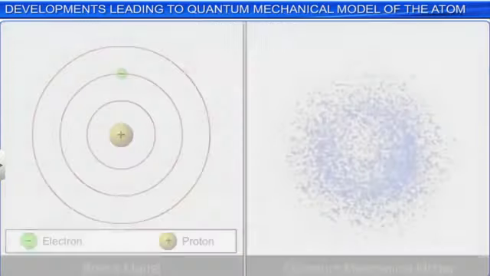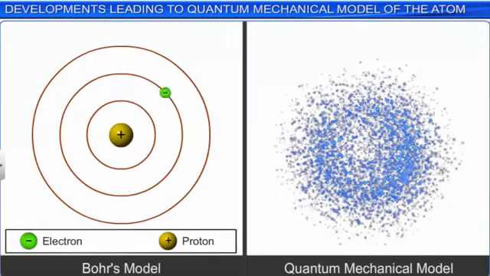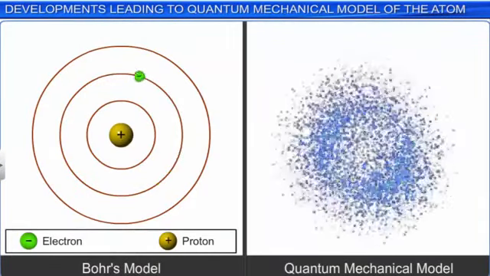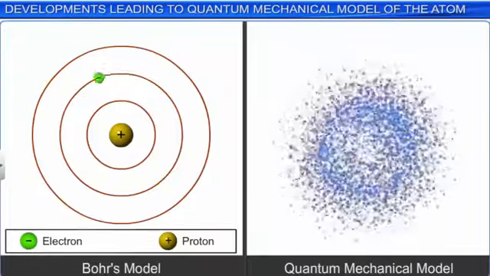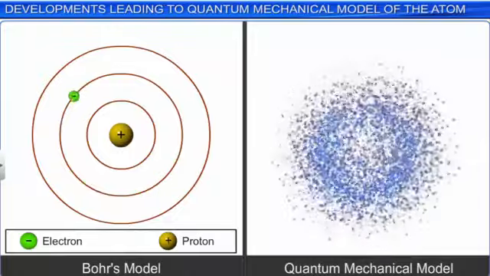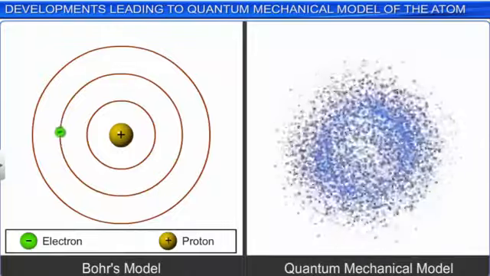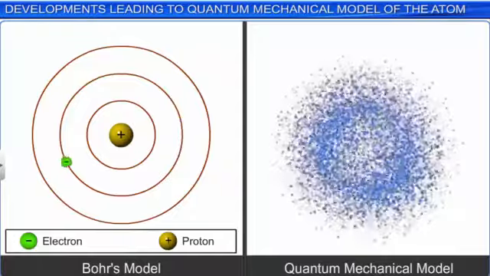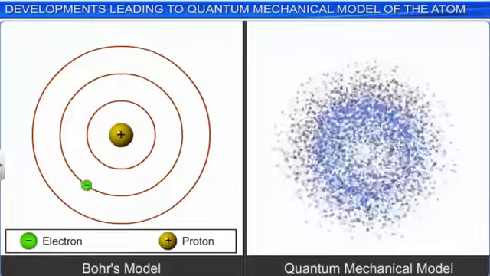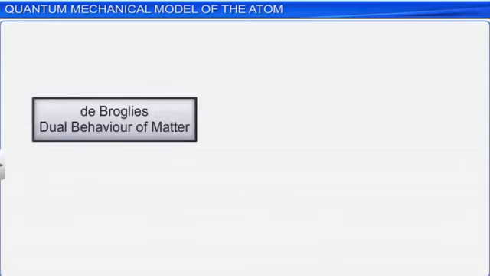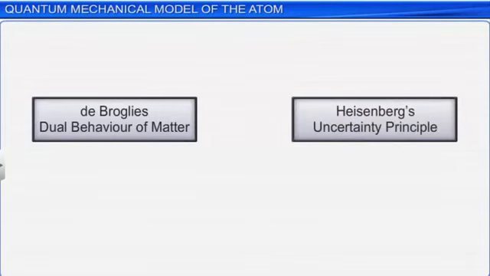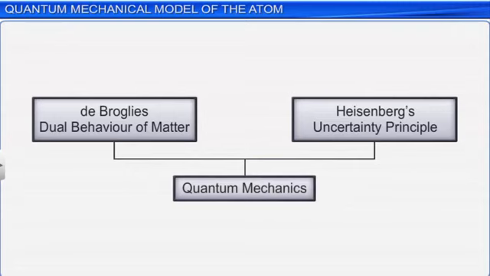Due to these inherent weaknesses in the Bohr's model, a need for such an atomic model arose which could account not only for the dual nature of electrons, but also be consistent with the Heisenberg uncertainty principle. This search led to the advent of quantum mechanics. The de Broglie's dual behavior of matter and Heisenberg's uncertainty principle gave birth to a completely new branch of science called quantum mechanics.